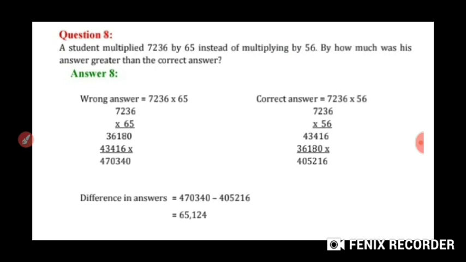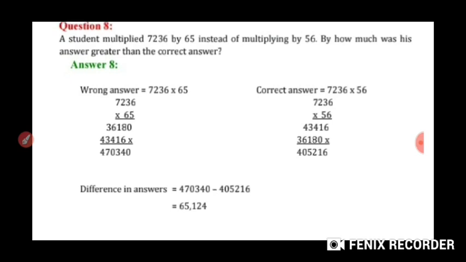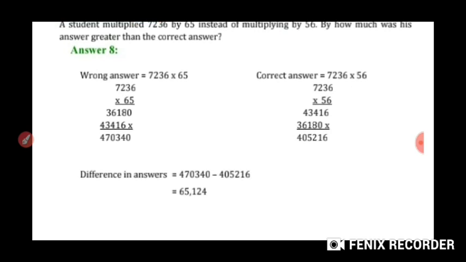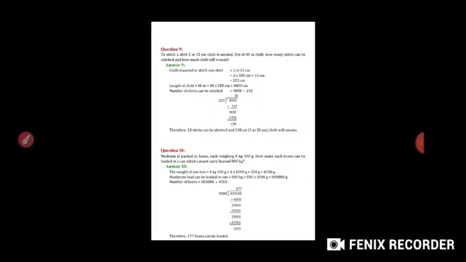The wrong answer: 7236 multiplied by 65 gives 4,70,340. The correct answer, multiplying by 56, is 4,05,216. If you subtract both answers, you get the difference between the wrong multiplication and the correct multiplication: 65,124.